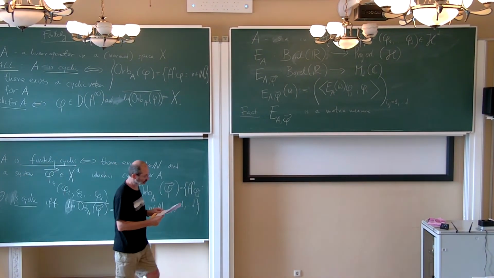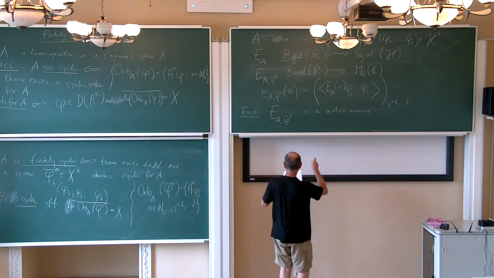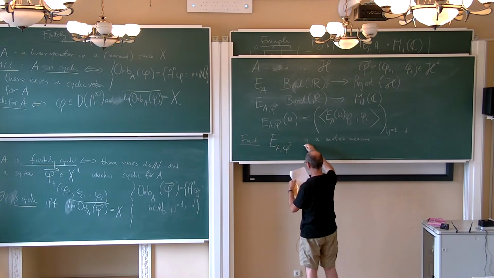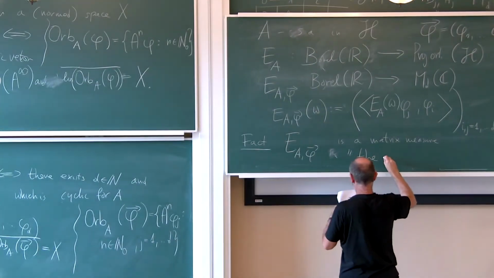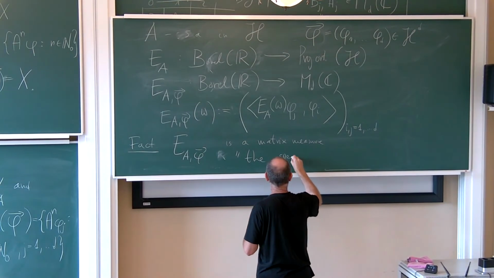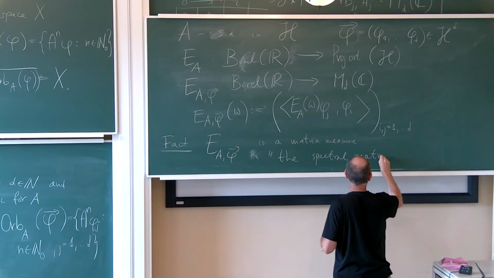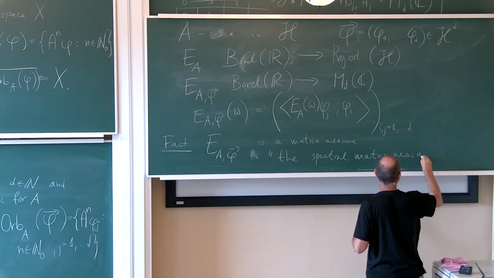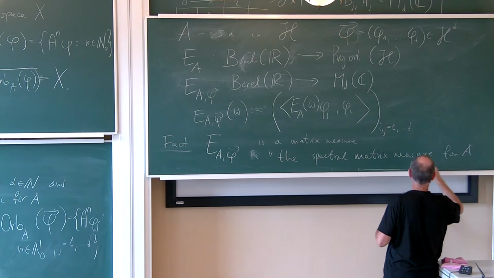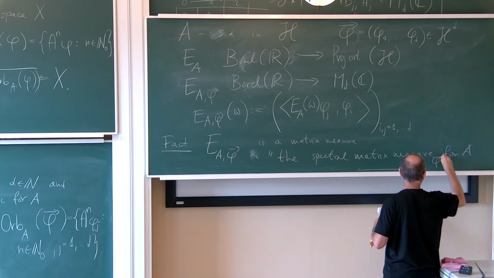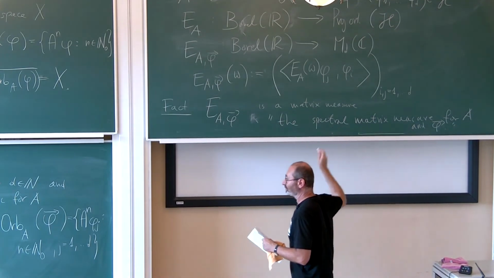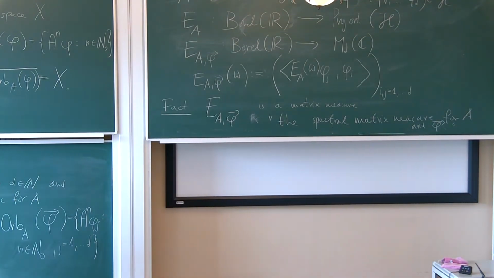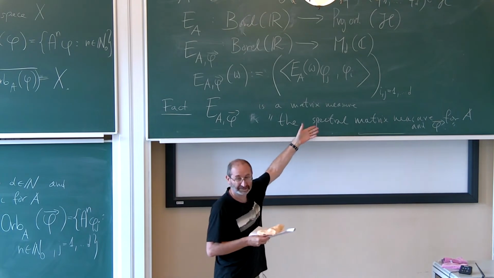And now the name. We will call this measure the spectral matrix measure for A and the system phi. So for each self-adjoint operator and each system we have something like that. We have a well-defined spectral matrix measure.